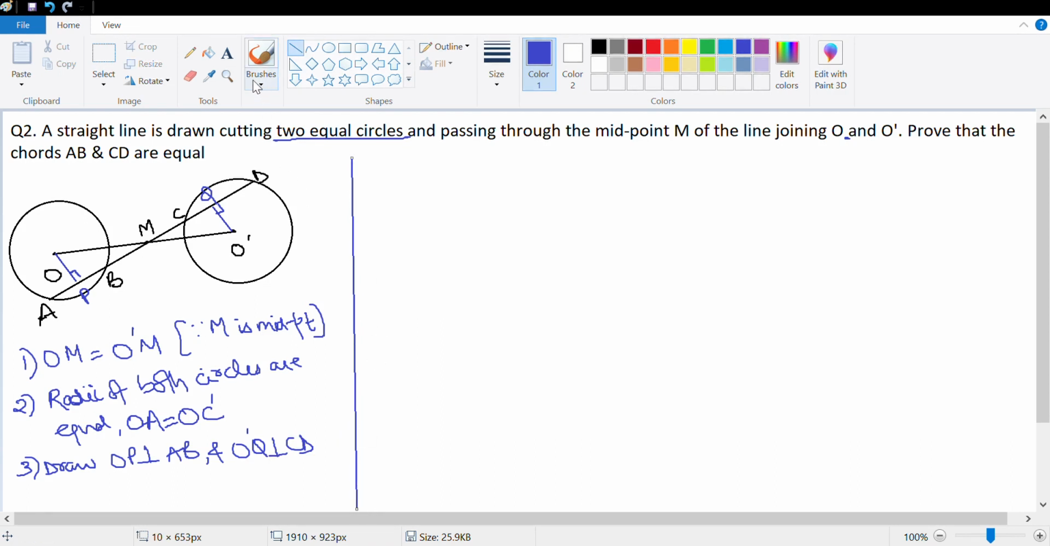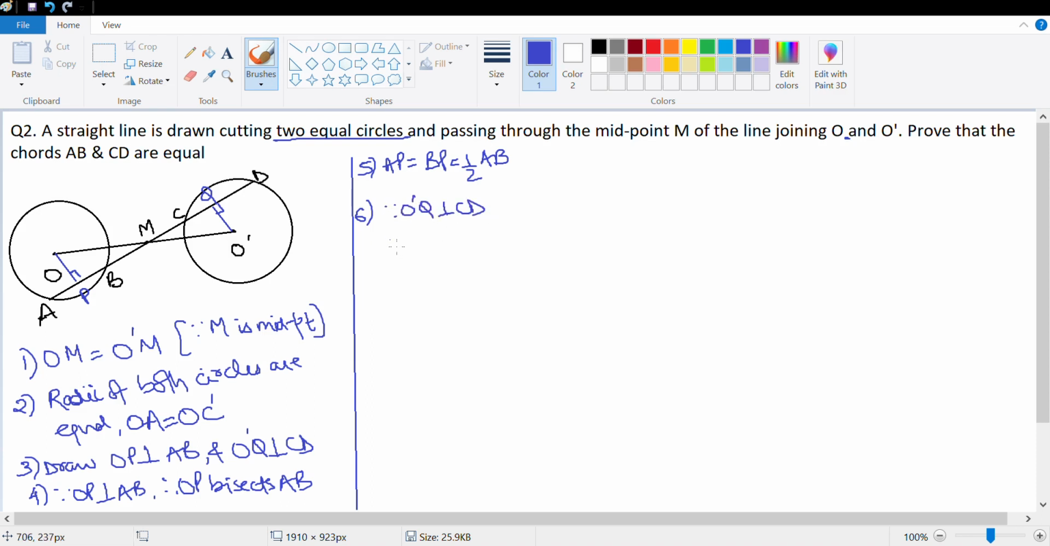Since this is perpendicular, it will bisect the chord. So let's just write that down. Since OP is perpendicular to AB, therefore OP bisects AB. What I get is AP is equal to BP is equal to half of AB. And next, since O dash Q is perpendicular to CD, therefore O dash Q bisects CD. What this gives me is CQ is equal to QD is equal to half of CD. Done.